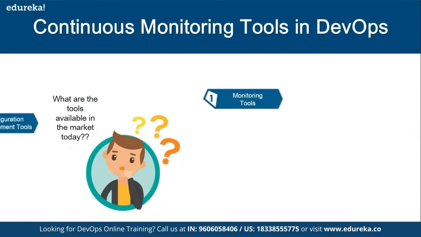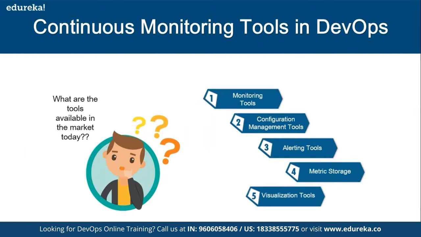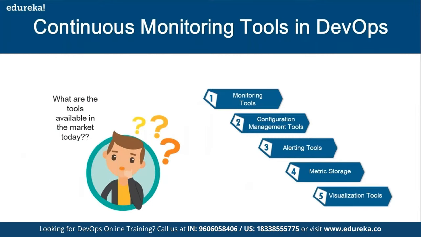Now, moving on, let us check on the continuous monitoring tools in DevOps. So we are looking at what kind of tools are available in the market today. Having talked about the importance, having talked about what continuous monitoring is, let's look at continuous monitoring tools in DevOps. There are several DevOps tools for monitoring the ecosystem, which help both development and operations teams to work effectively together.